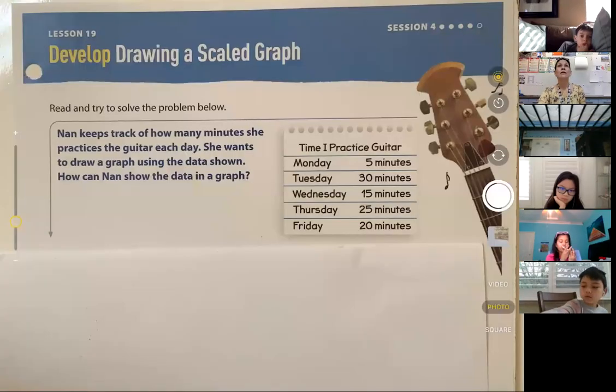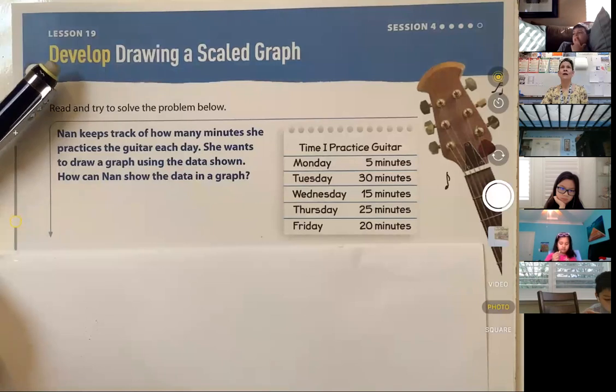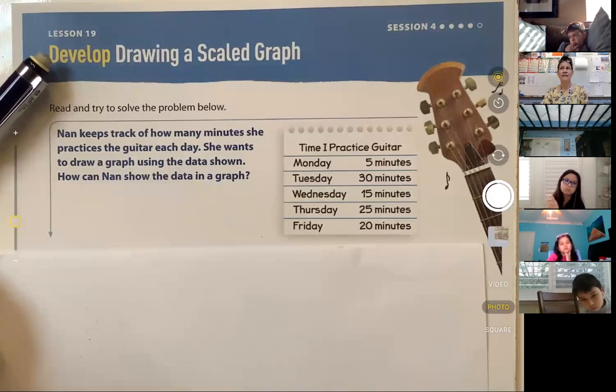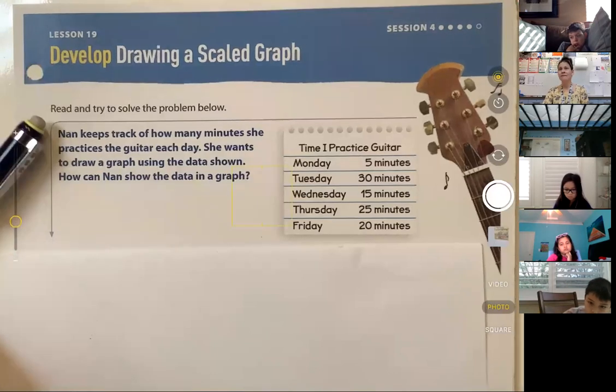All right, friends, what you are looking at right now on your screen is page 431 from lesson 19. We're going to draw scaled graphs today. And so again, scaled graphs can be done in two different ways. A picture graph or a bar graph, both we've seen. We're going to go a little deeper today. We're going to talk about Nan.